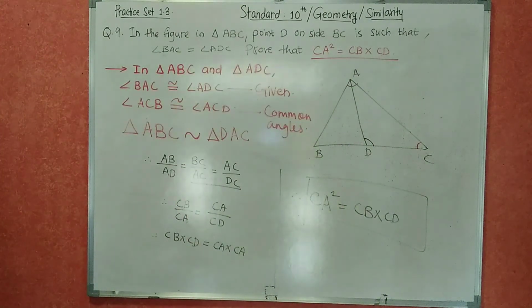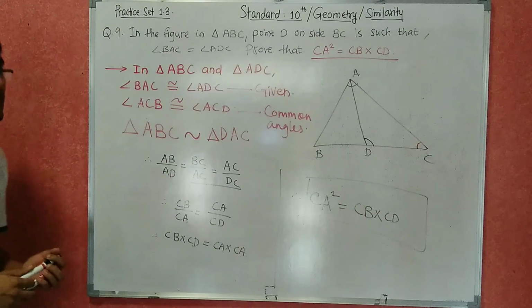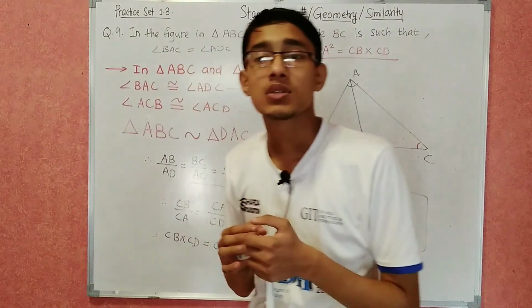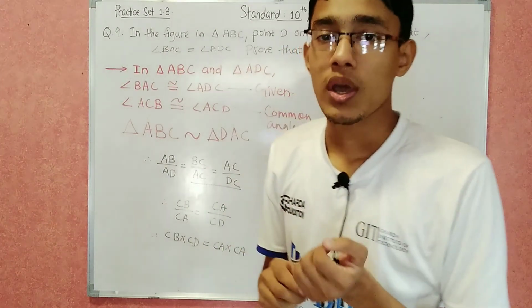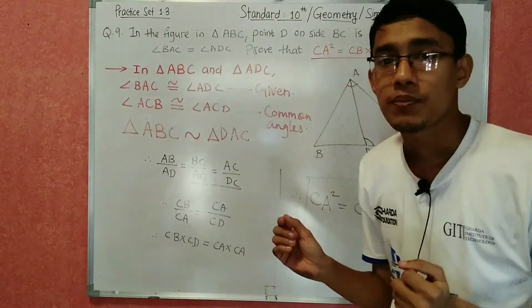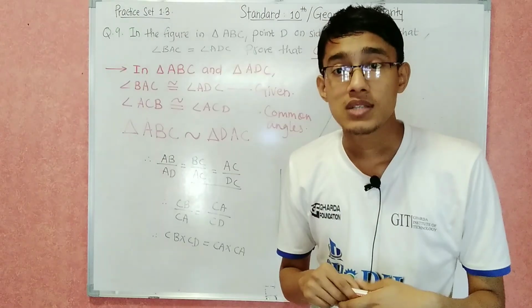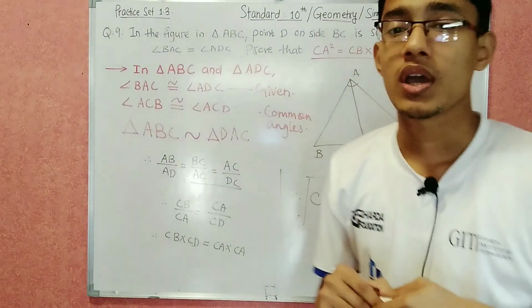Okay, so in this particular lecture we have solved two questions, question number 7 and question number 9. Question number 8 is going to be your homework. In the next lecture of the same chapter we are going to see the theorem of areas of similar triangles. Okay, until then, goodbye.